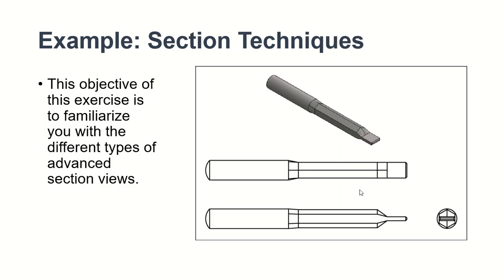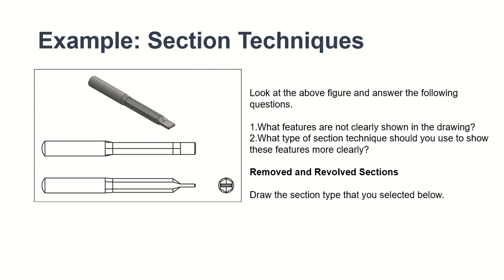Alright, the next one is the section technique. So here we have an object, and we're going to use the different types of advanced section views. Let's take a look at it. The first thing you have to ask yourself is what features are not clearly shown in the drawing, because we have no understanding of what the inside of that rod looks like, and we have to use some type of section technique to show the features more clearly.